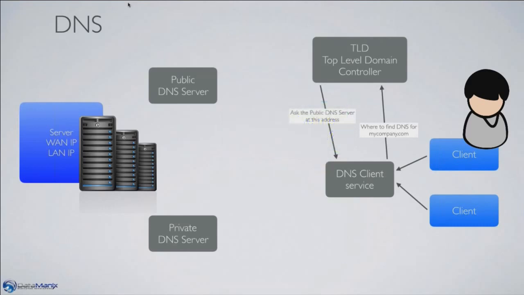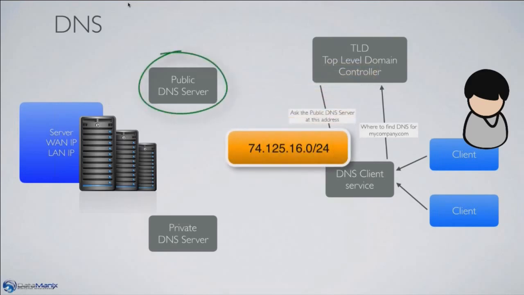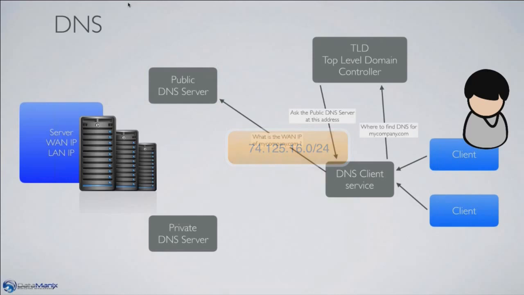So the top-level domain answers that request and says, okay, you can go and ask this public DNS server at this IP address. So now the client knows that it needs to ask a public DNS server. And with the public DNS server, we are talking about a server that is public on the internet.